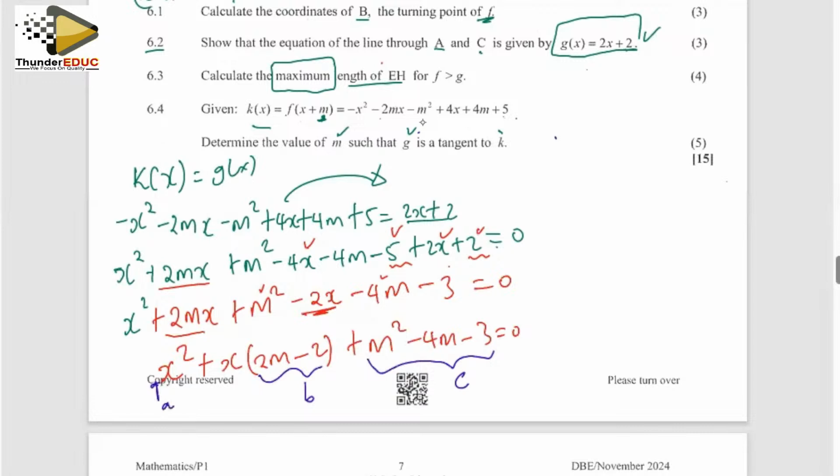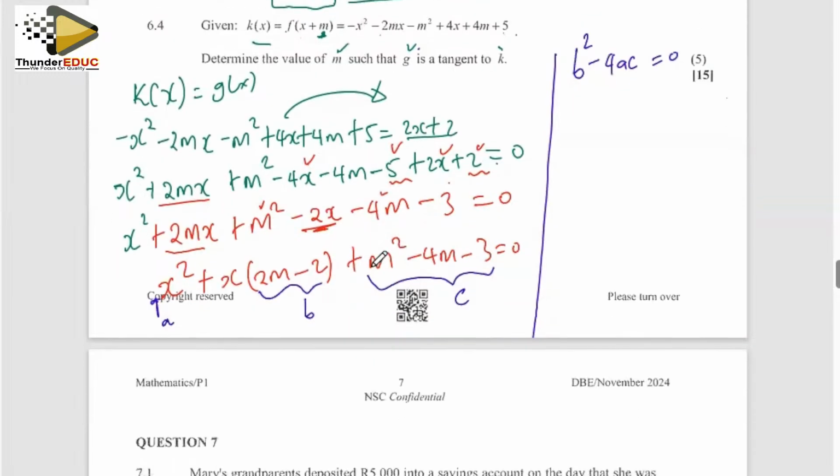Now, from our nature of roots, we know that roots can be equal if the discriminant b squared minus 4ac is equal to 0. Now, if I try to substitute that, do I have enough space? Okay, let me just punch it here. So it's going to be 2m minus 2 squared minus 4, the a is a 1, and then the c is the whole of this. So m squared minus 4m minus 3 is equal to 0.